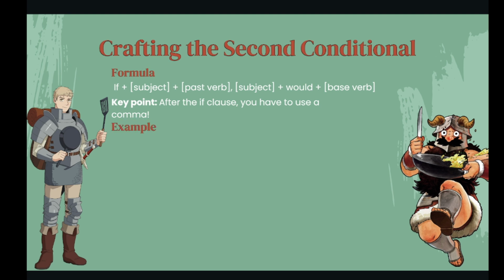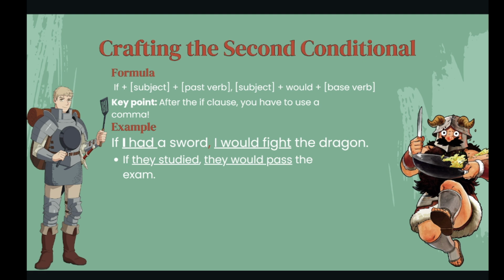Now an example of this would be if I had a sword, comma, I would fight the dragon. So I is the subject, had is the past version of have, and then we have our comma, and then the I is the subject again, would is our past modal of will, and then fight is the base form of the verb fight. So if they studied, they would pass the exam. Pardon me, that's a different one. So one more time is if they studied, they would pass the exam. Because maybe you can tell this to your friends.